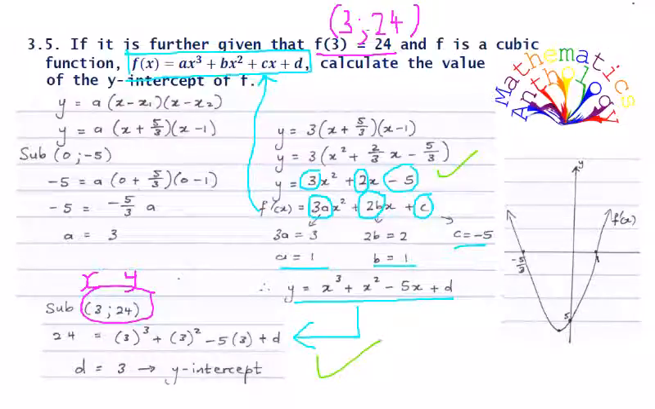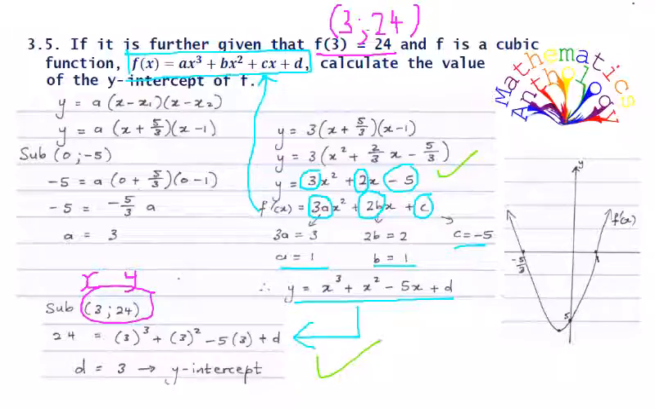So I can solve for my a and my b there. 3a equals 3, so a is equal to 1. 2b is equal to 2, so b is equal to 1. And my c I already have is equal to -5. So into my f of x equation, the original there in blue, I can substitute my a, b, and c values, and I'll end up with y is equal to x cubed plus x squared minus 5x plus d.